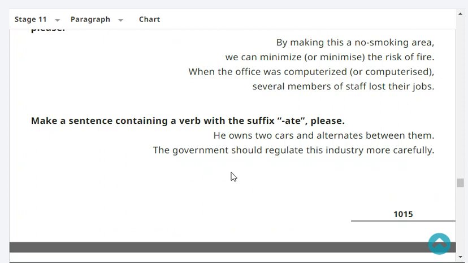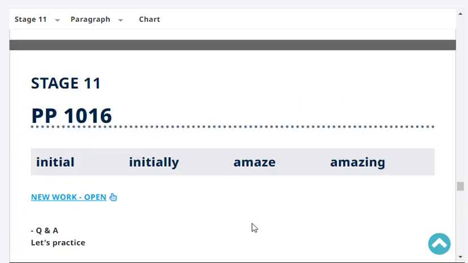Make sentences containing a verb with a suffix ate, please. He owns two cars and alternates between them. The government should regulate this industry more carefully. Very good.